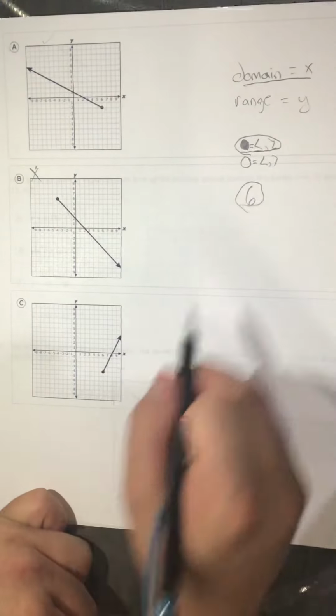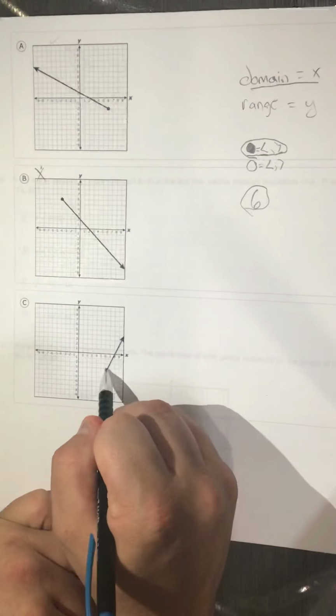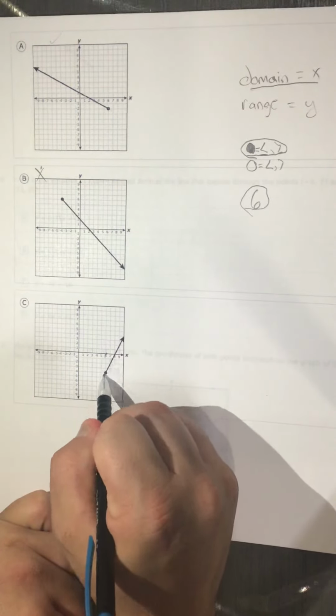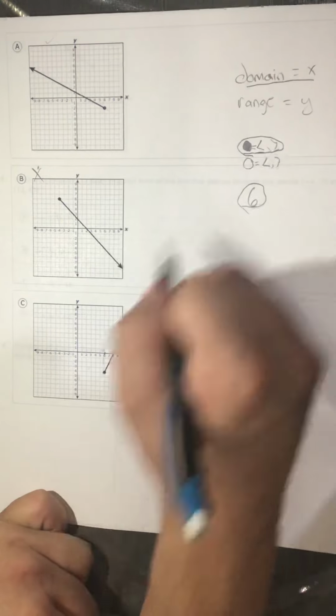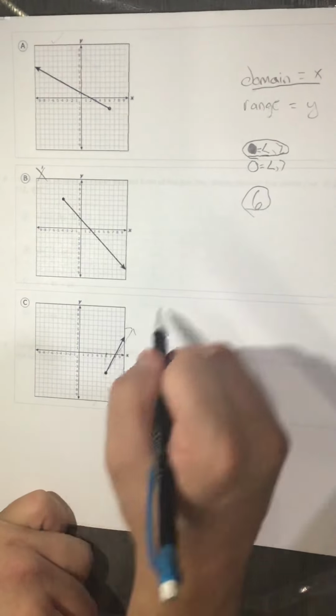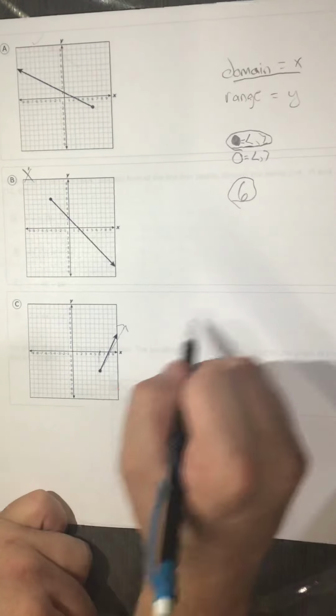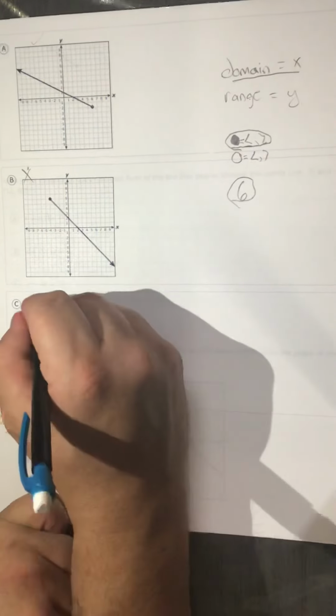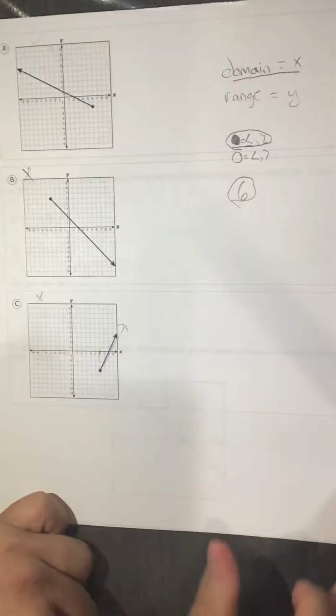Now for C, I'm also working with domain 6. This falls on domain. Here's my domain 6. My point falls on 6. But on this one, we are going greater than, because if a line goes up, it's positive. That means I'm heading out this way. This one is incorrect because I need less than. So option C is incorrect.